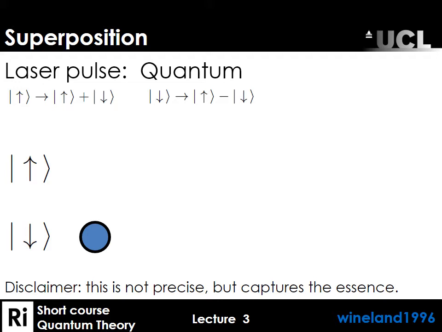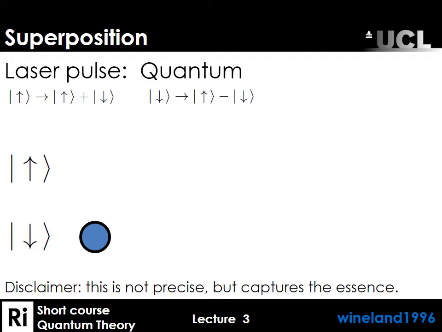So this would be where there's my up, and then here's my down, and this kind of lives on a circle. And so if I send in my laser pulse, what happens is the energy starts to rotate around until it's up. And at these points here, this is up plus down, and this is up minus down.